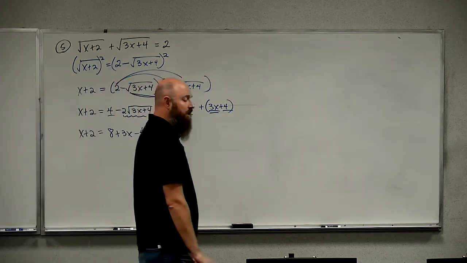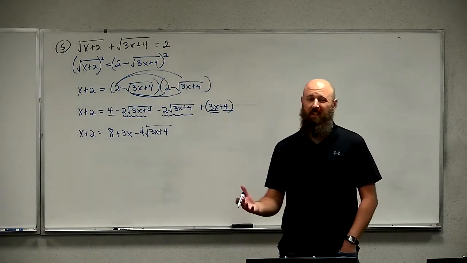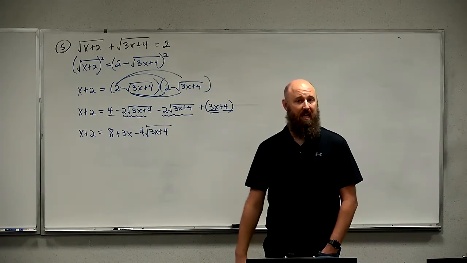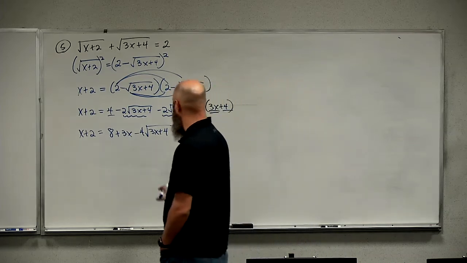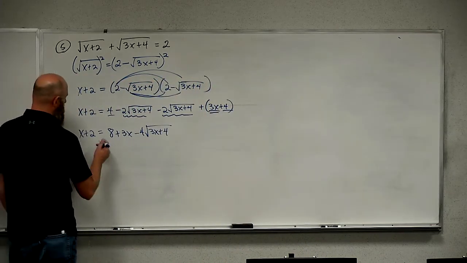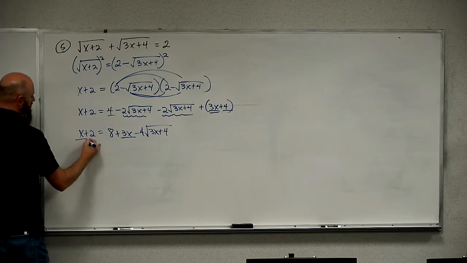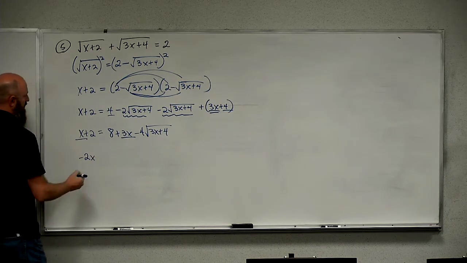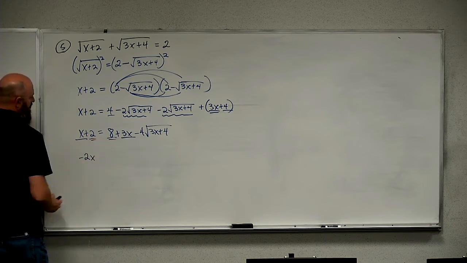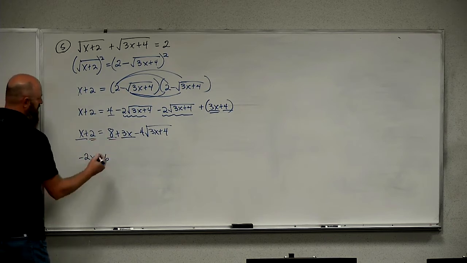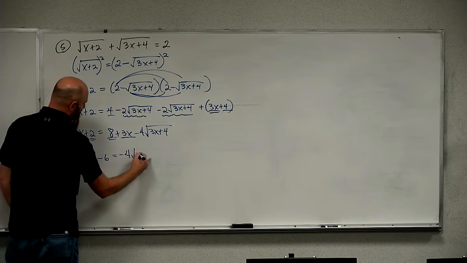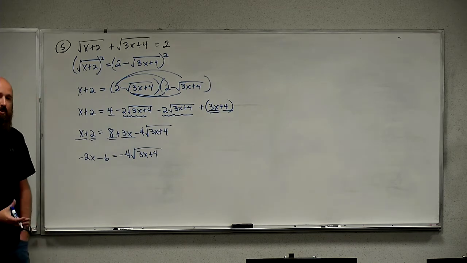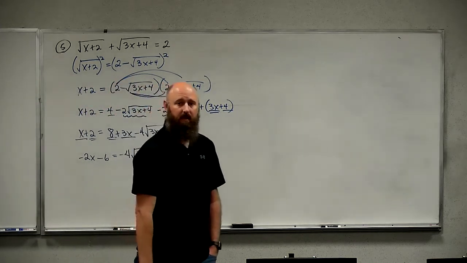Okay? So I know that still looks ugly, but we only have one radical now. Everything else we can move together, get that radical by itself. So let's do that. To get that radical by itself, the first thing is I want to move this 3x over with this x. So I'm going to subtract it and get negative 2x. Then I'm going to subtract the 8 from the 2 and get negative 6. And then that equals negative 4 square root of 3x plus 4. So now I've gotten that square root by itself, much like in the last problem.